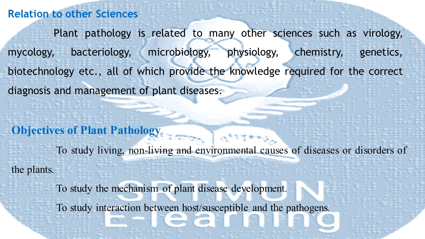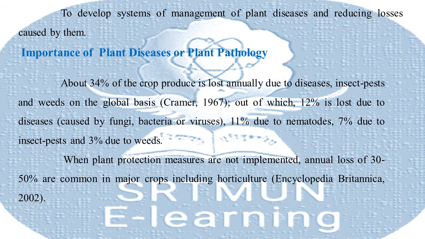Now, objectives of plant pathology: to study living, non-living and environmental causes of diseases or disorders of plants, to study the mechanism of plant disease development, to study interaction between host, susceptible and the pathogens, and to develop the system of management of plant disease and reduce losses caused by them.